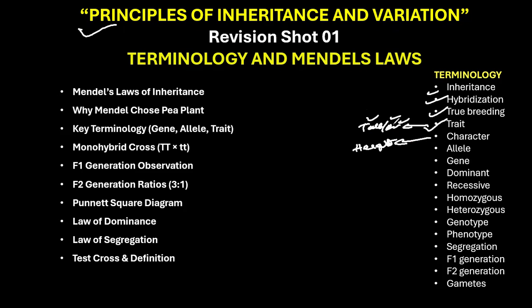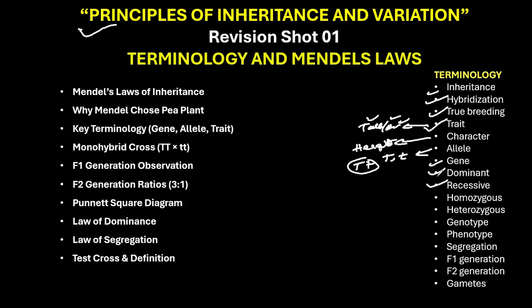Then alleles: different forms of the same gene. Like if we are talking about tall, capital T, small t. These are two alleles of tall, capital T, small t. Then a gene is a unit of inheritance controlling a trait. Then you have dominant. Dominant means the trait that appears in the F1 generation.